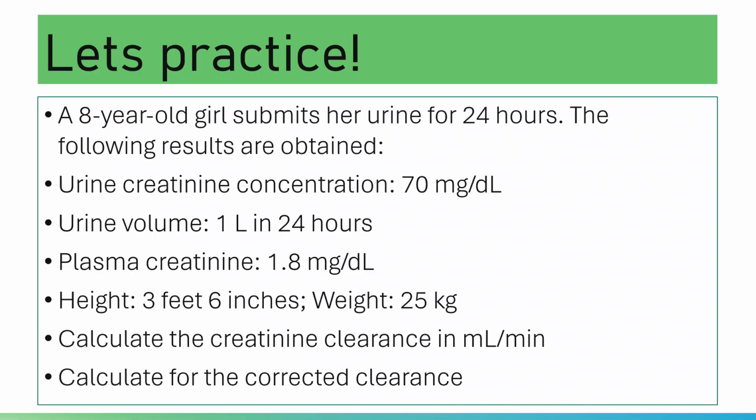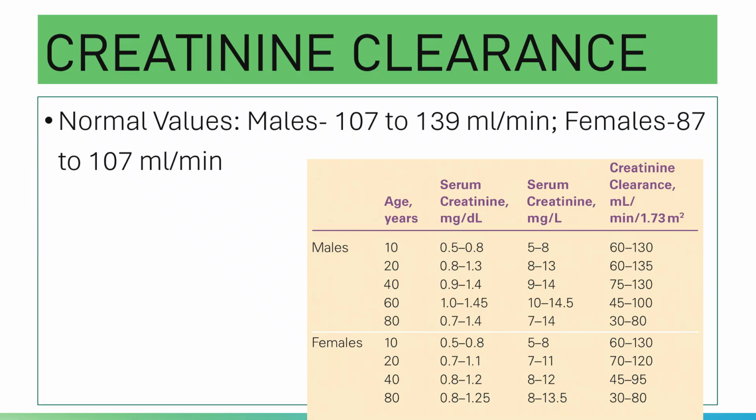Another one. It is using an 8-year-old girl who submits her urine for 24 hours, and the following are the results obtained. The required are your creatinine. You calculate the creatinine clearance in mL per minute, and then you calculate the corrected clearance also. Please practice. After calculating the creatinine clearance, you interpret your results also.